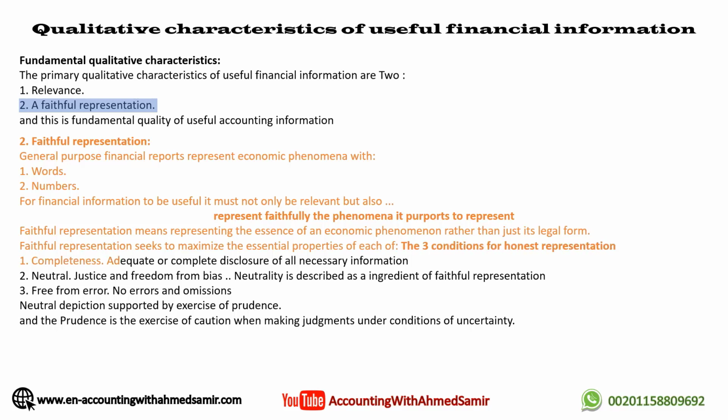1. Completeness. Adequate or complete disclosure of all necessary information. 2. Neutrality. Fairness and freedom from bias. Neutrality is described as an ingredient of faithful representation. 3. Free from error. No errors and omissions. Neutral depiction is supported by the exercise of prudence, and prudence is the exercise of caution when making judgments under conditions of uncertainty.